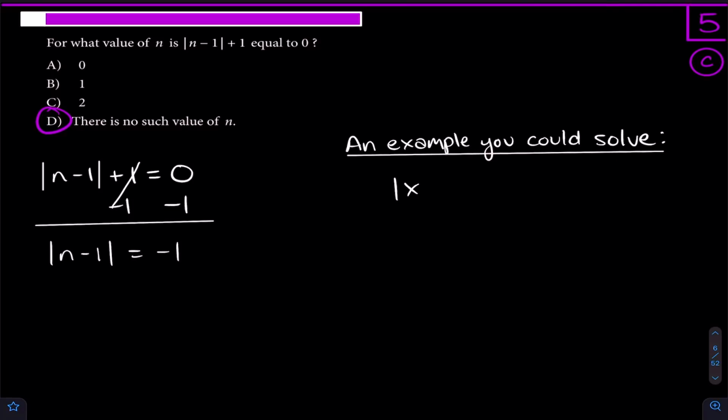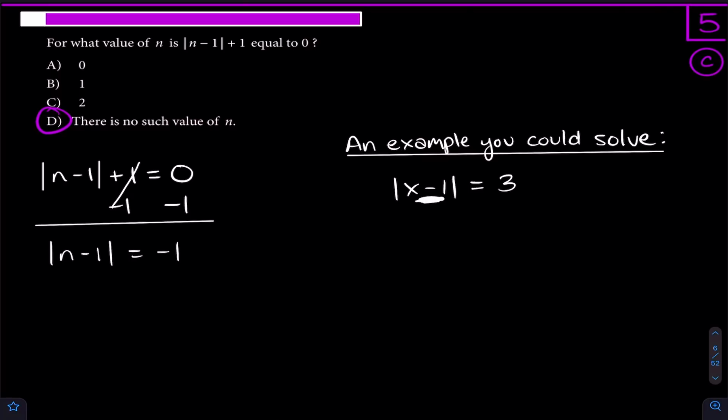Let's say that we had the absolute value of x minus 1 is equal to 3. Okay, how would we end up solving this? Well, first off, we do have that absolute value that is by itself. That's exactly what we want. Everything that's not in the absolute value is over on the other side. Well, what we would do at this point is look at this equation.